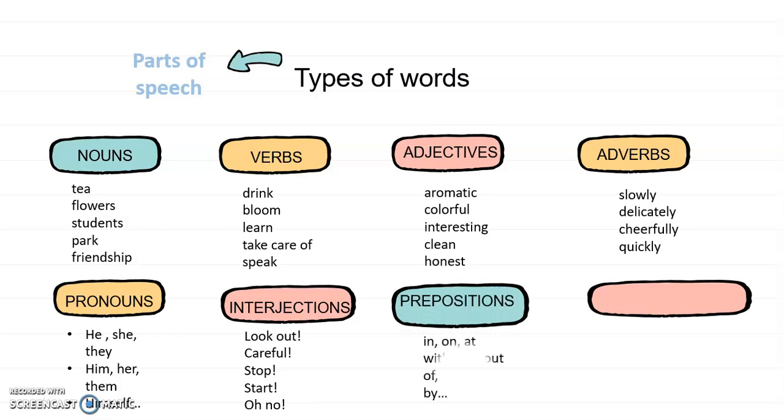Prepositions. In, on, at, with, or without are examples of prepositions, and many others. And finally, conjunctions. And, but, so, or because are conjunctions. They link ideas. We are going to see these other 4 types of words in other sessions, so don't worry.